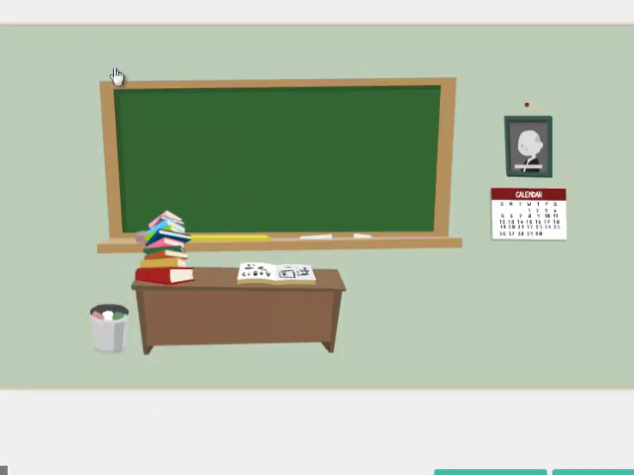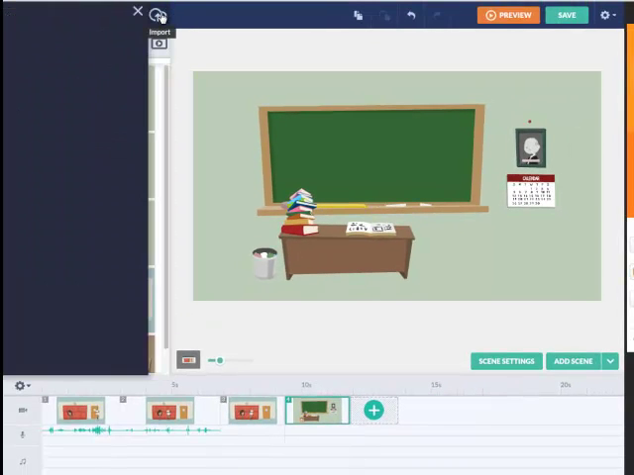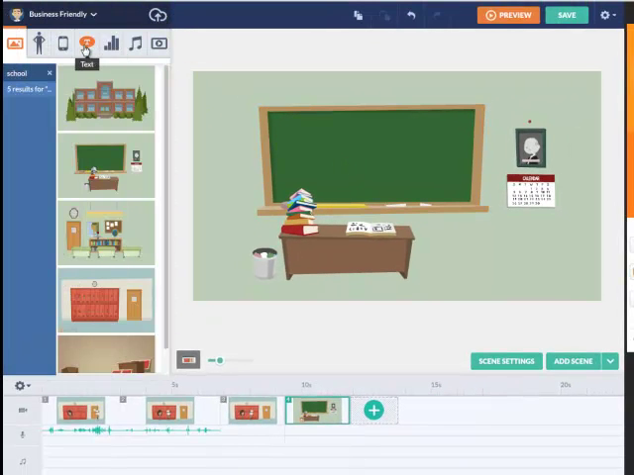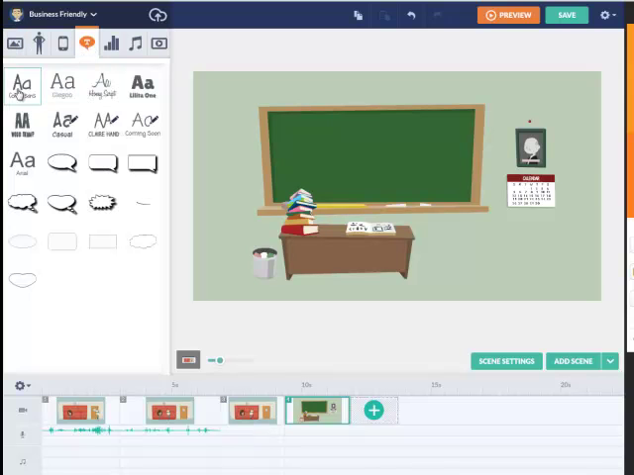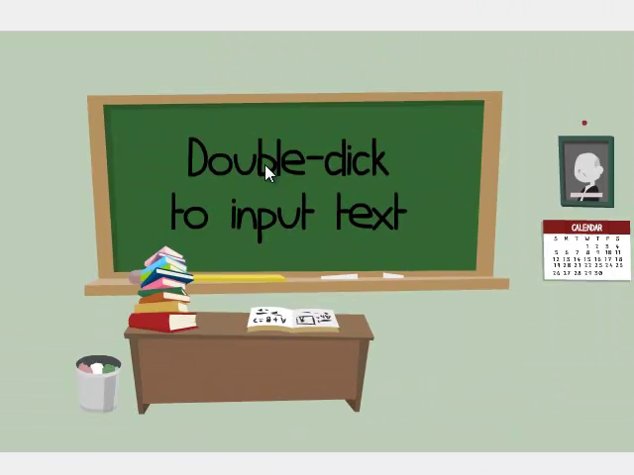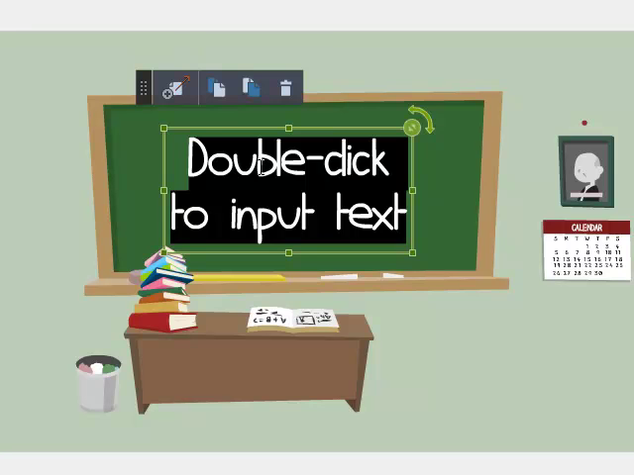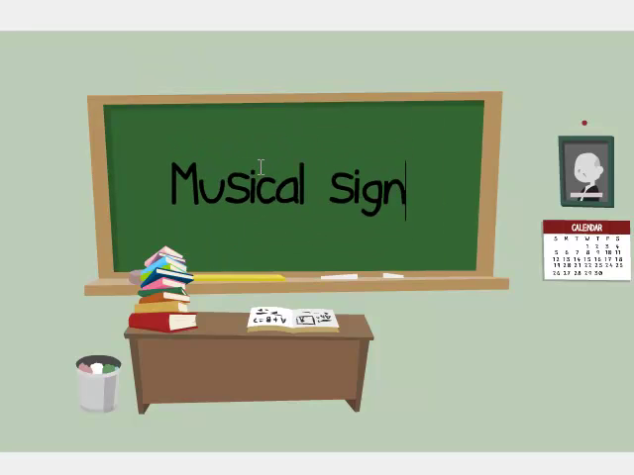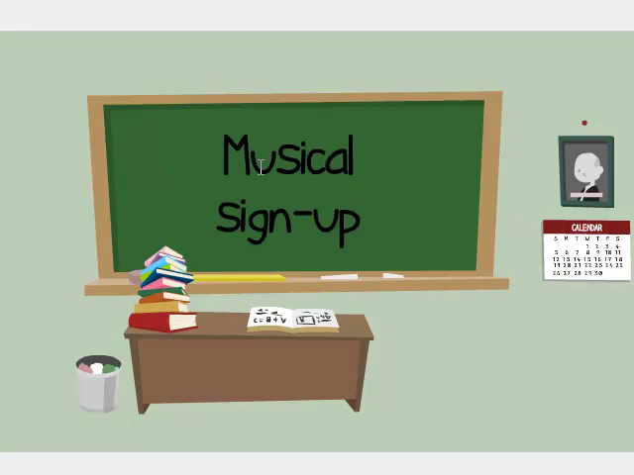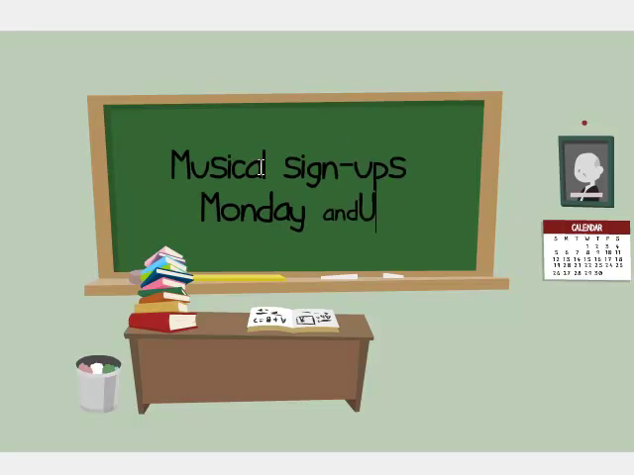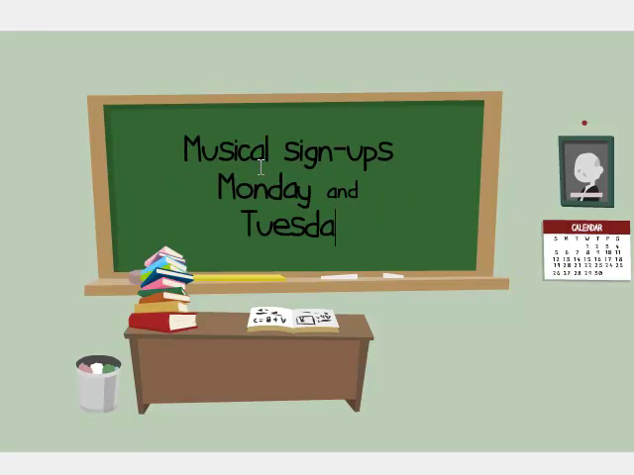Seems logical, right? Okay, so back, I'm going to close out of scene settings here because I now have my background, and I want to choose text. And you have all these different choices. You can put them in a bubble as well, some of those different things. I'm just going to go ahead and choose something pretty basic. Comic Sans looks a little bit more like somebody might write it. And you can click and drag this where you want it. And just like it says, double click to input text. So I will double click it here and put musical sign-ups Monday and Tuesday.